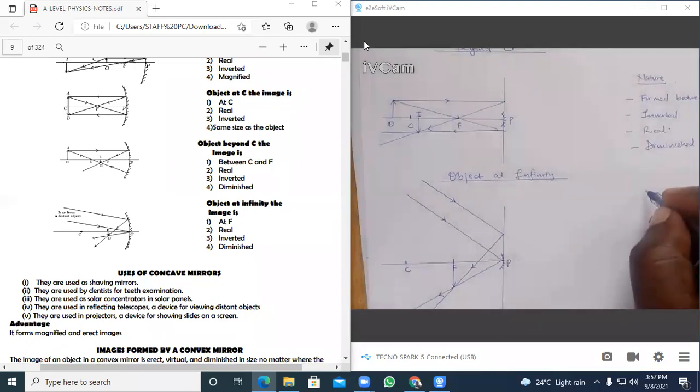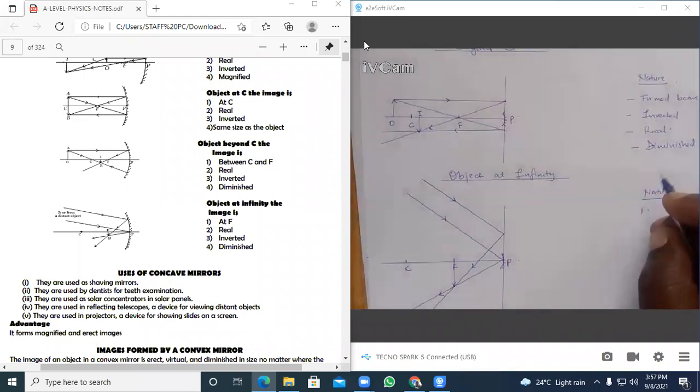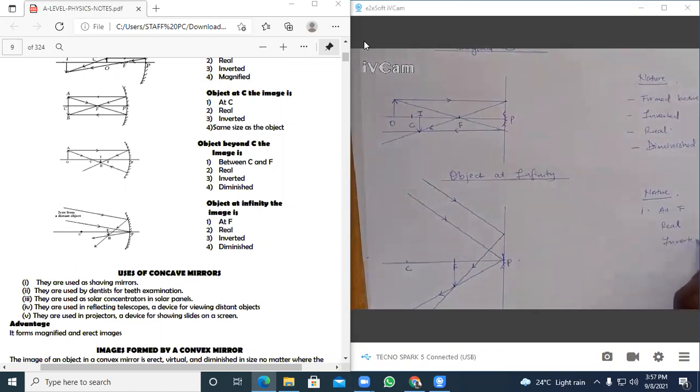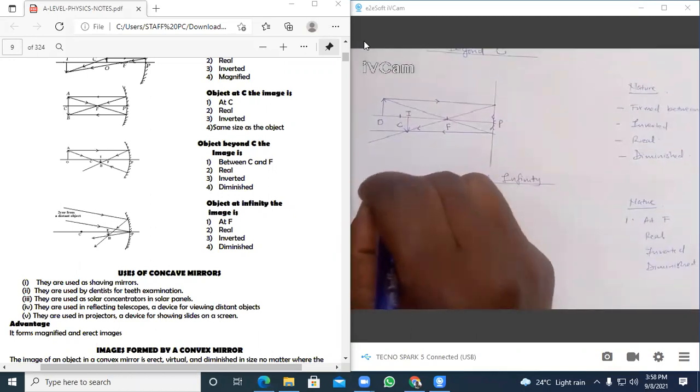So at this point here, this is where we have the image at F. It is also real. It is inverted, and it is also diminished. Those are the properties of the image formed by an object that is placed at infinity.